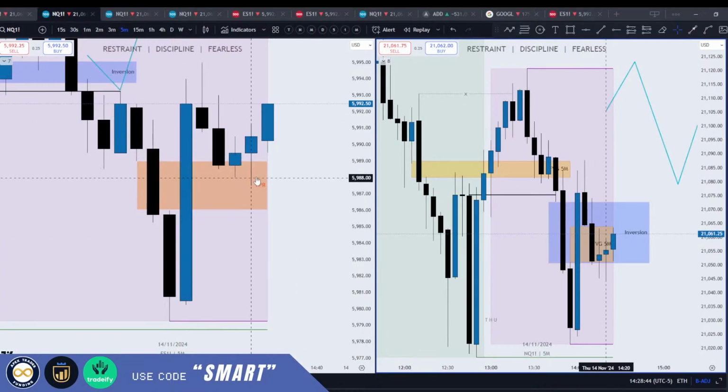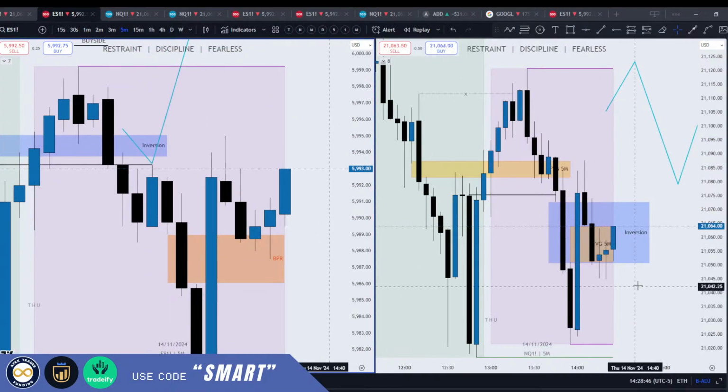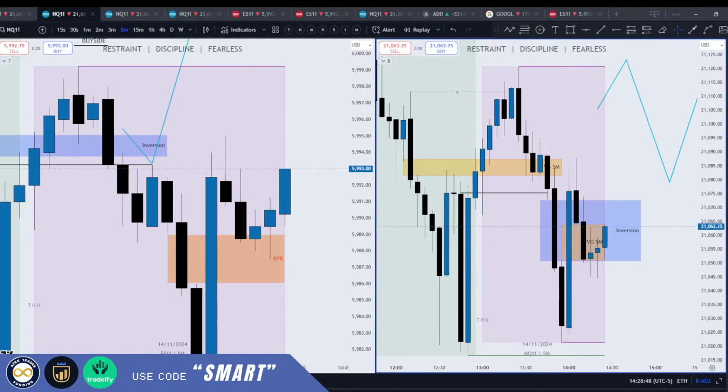Yes, BPR is holding up here. We're about to get another push back up. So is NQ. Looking pretty good.